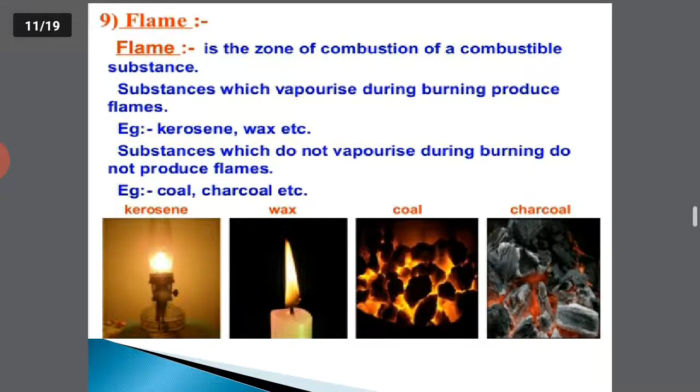Now flame is a zone of combustion of a combustible substance. Substances which vaporize during burning produce flames. Examples you can see are kerosene, wax, etc. Substances which do not vaporize during burning do not produce flame, for example coal and charcoal also. Got it?